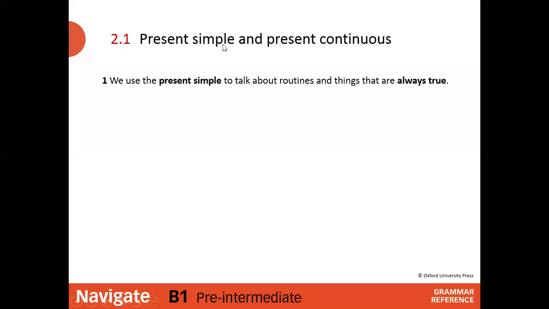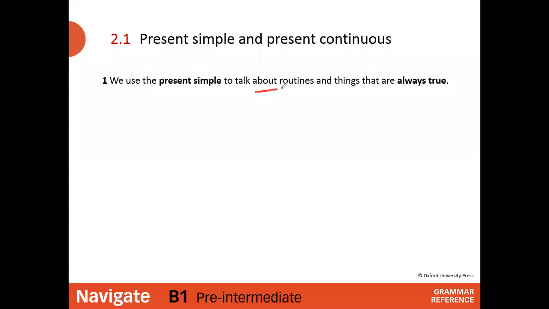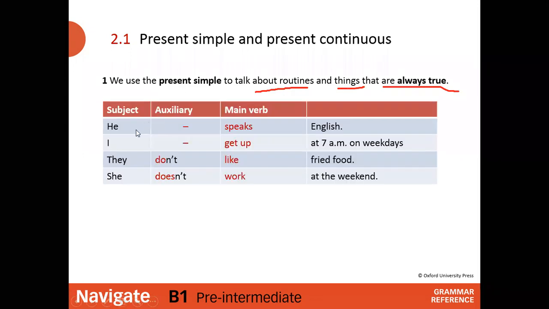We use the present simple to talk about routines and things that are always true. Okay? Alright, for example, this table, let's study this table. So first column shows subject, auxiliary, main verb, and object.